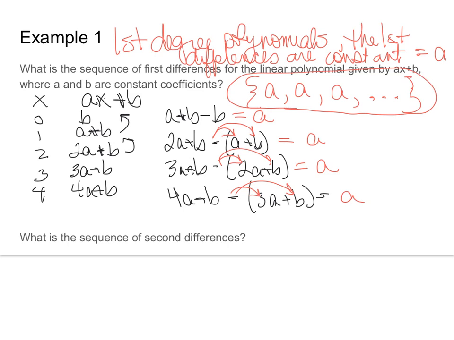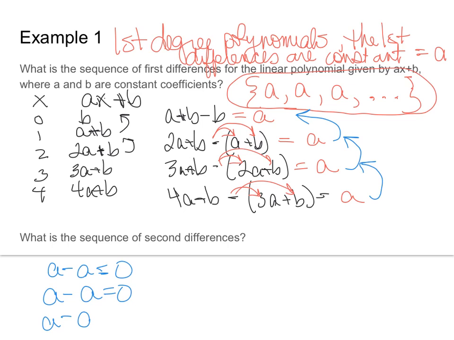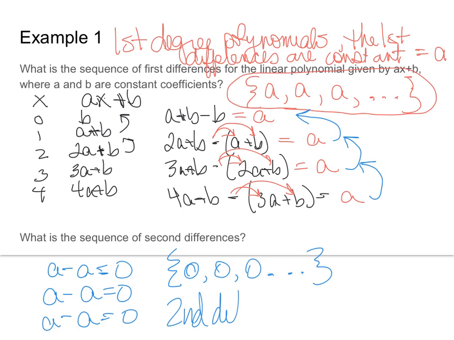The next question says, what is the sequence of second differences? Well, if we take this and subtract, subtract, subtract, you get a minus a, a minus a, a minus a. We have a pattern. Nice, bracket, 0, 0, 0, dot, dot, dot. So the second differences are a sequence equal to 0.